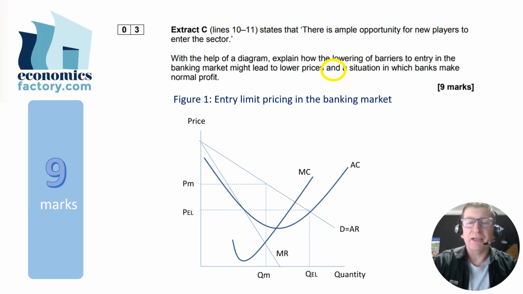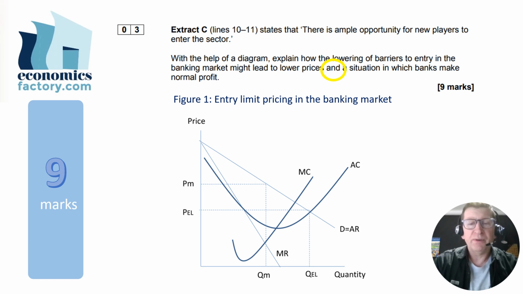a situation in which banks make normal profit. So you've got to do both things because it says "said and". Okay, now right at the centre of your answer to a 9 marker is always going to be a clear and correct diagram. It's unlikely you're going to go beyond about 4 out of 9 if you haven't got a clear and correct diagram in your answer.